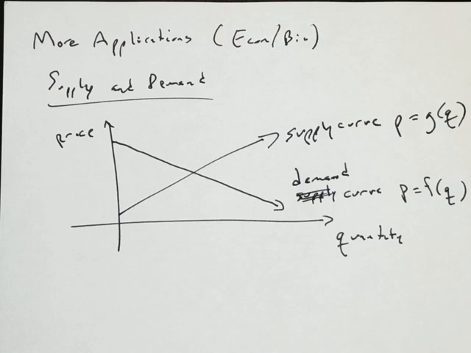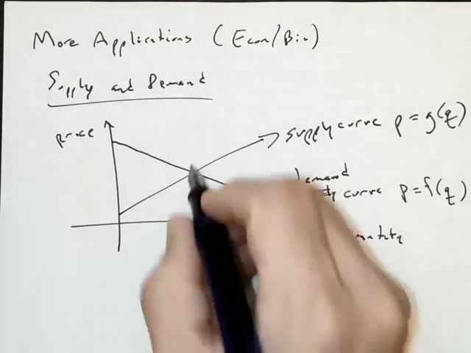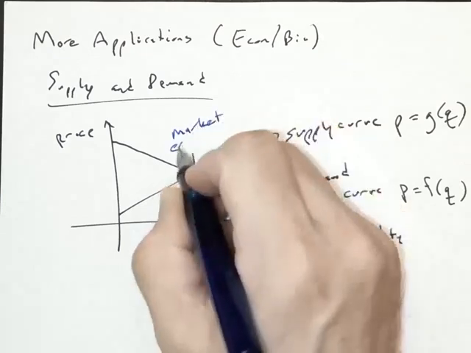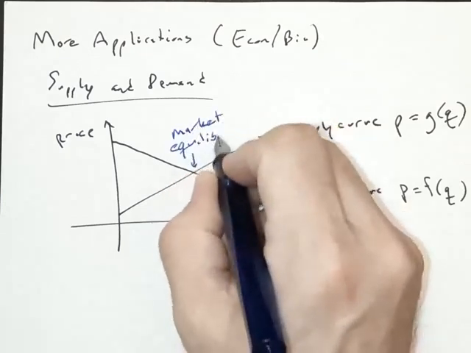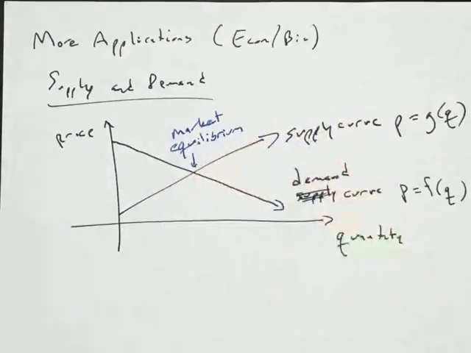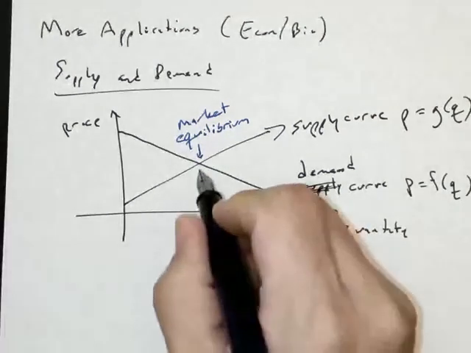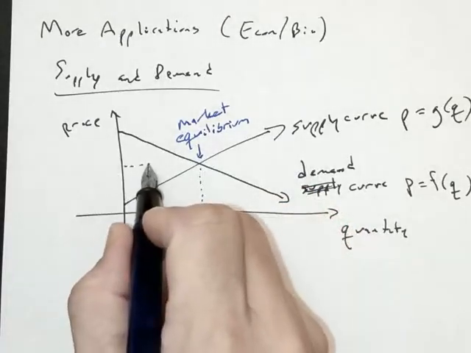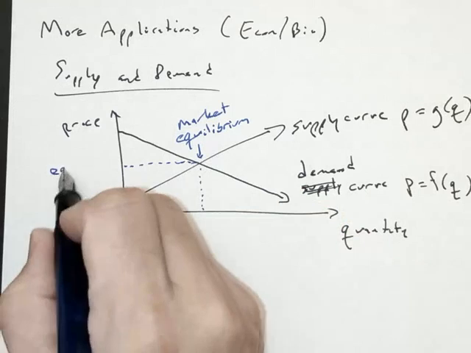What do you see in the middle of that picture? Somewhere there's a balance point. It's called the market equilibrium point. And there's an equilibrium quantity and an equilibrium price.